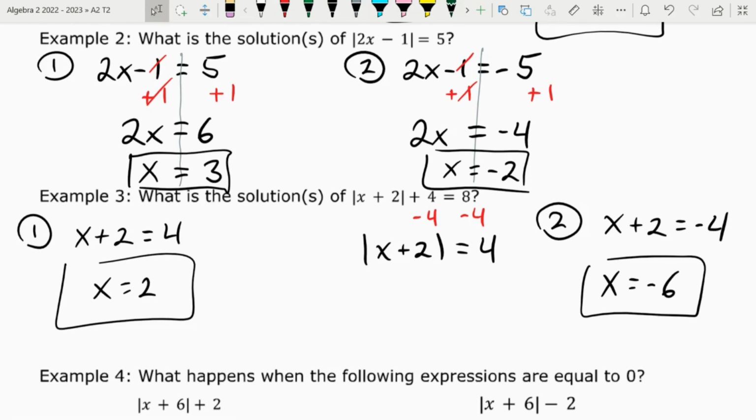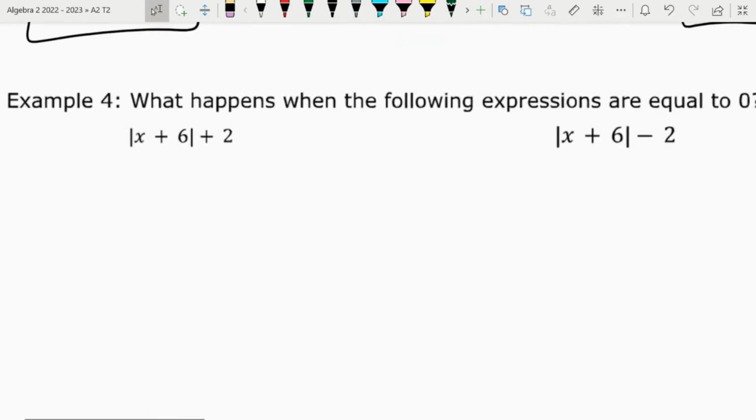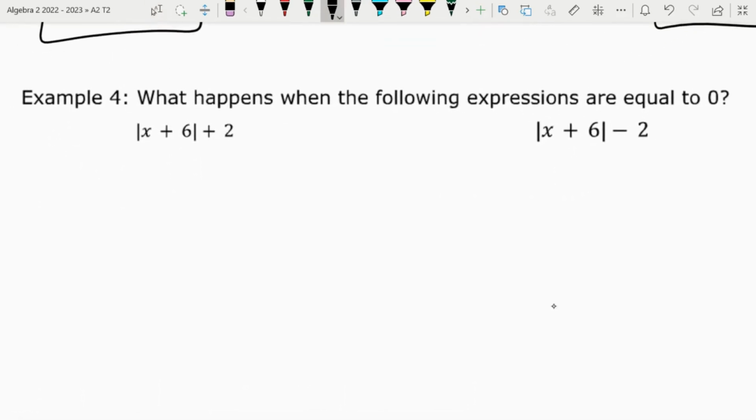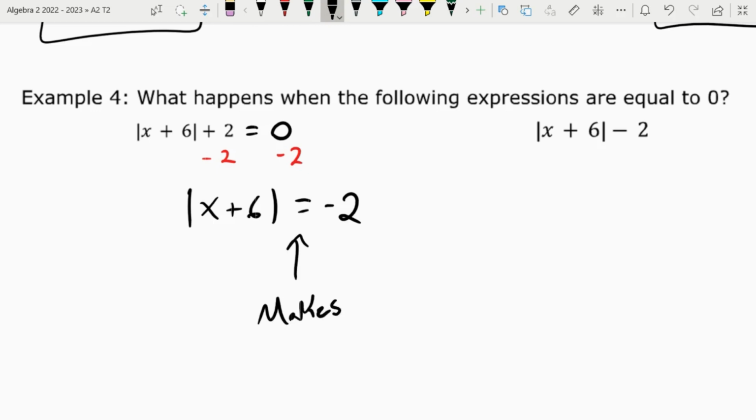Okay, now something interesting can happen whenever you try to say things that are not true. So for example, if I try to say that this equals 0, if I subtract 2 on both sides, I get absolute value of x plus 6 is equal to negative 2. And this makes no sense.